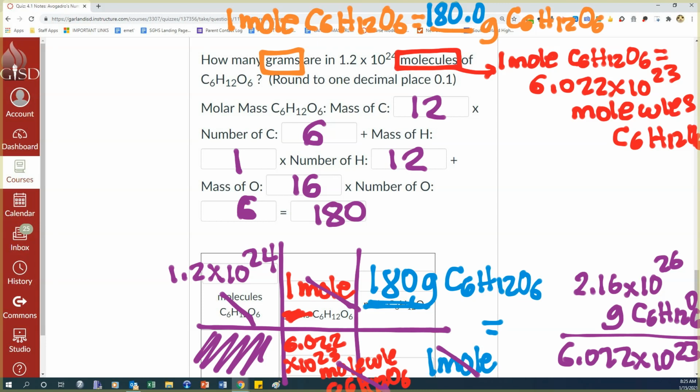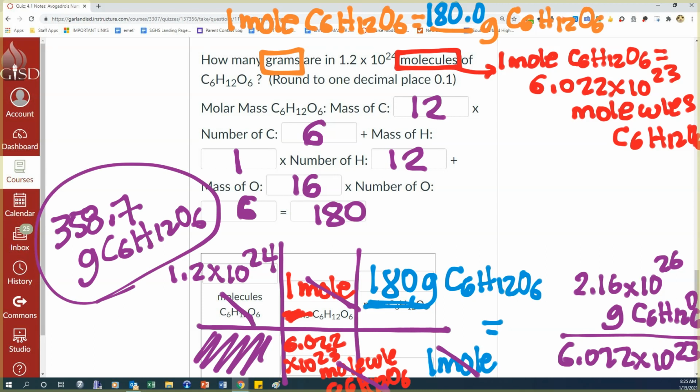And I'm going to put the answer on the other side, right? So divided by 6.022 second function, comma, 23rd. And the answer is 358.7 grams of C6H12O6. And there you go. And that is the answer for this entire thing.